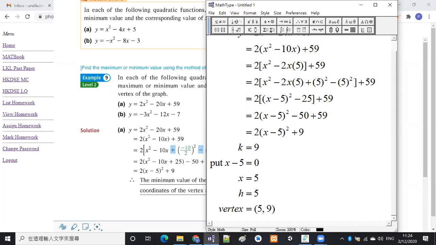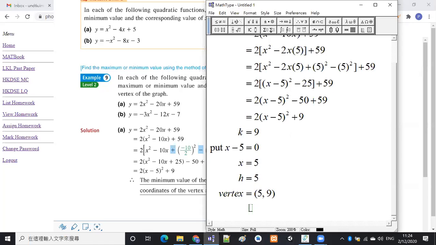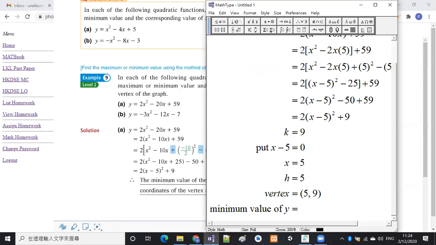So we have answered the first question here, but the question also asks us to find the maximum value or the minimum value. In this case, a is equal to 2. 2 is positive, which means that the graph opens upwards. And if it opens upwards, then it only has a minimum point. So the minimum value of y will be equal to the k value, that is 9.